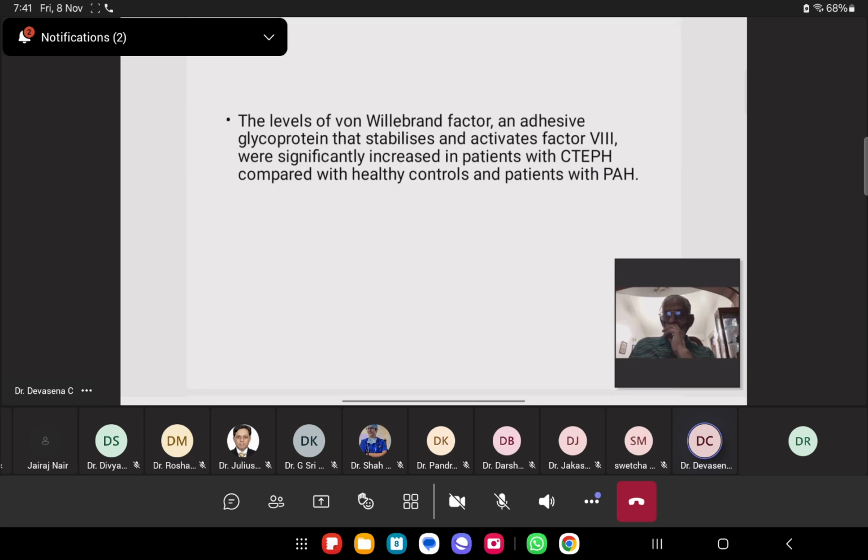The levels of von Willebrand factor, an adhesive glycoprotein that stabilizes and activates factor VIII, were significantly increased in patients with CTEPH compared with the healthy controls and patients with pulmonary arterial hypertension.